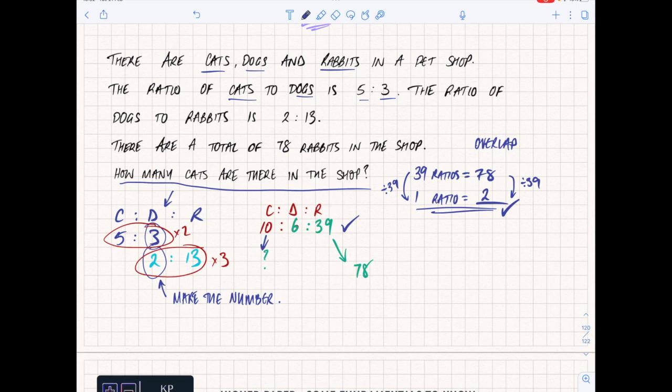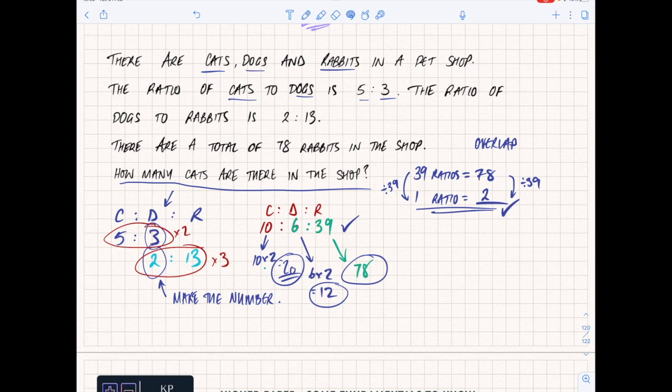Well, there's 10 ratios for cats. So you're just doing 10 times by 2, and your answer would be 20. If it asked me for dogs, dogs would be 6 times 2, which is 12. And we already know there's 78 there. So if it asked me for the total number of animals as well, I would just add all those together. Okay, so that's the first way you could do it.